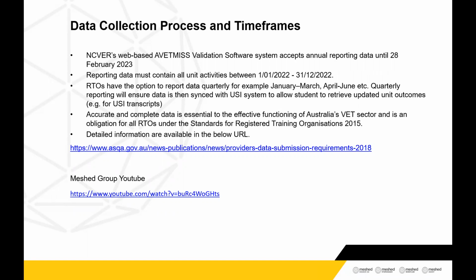RTOs also have an option to do quarterly reporting. You may choose to do reporting for January to March or April to June within the year. This gives the USI registry a chance to update the USI transcripts for the students at the same time. Also, submitting the data well in advance of the due date is good, as it gives you enough chance and opportunity to fix any errors that we are receiving in that data. You can find more information about NCVER on ESCA or on the NCVER page itself.